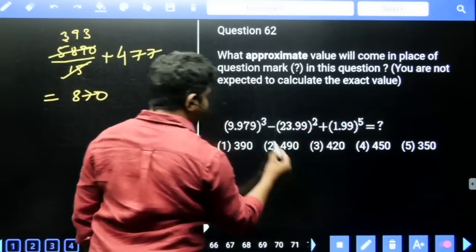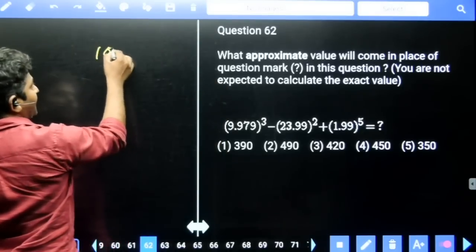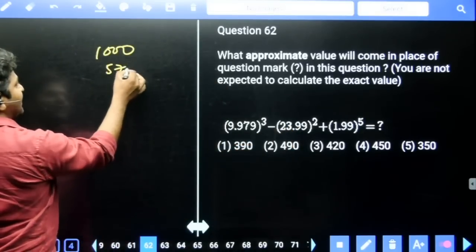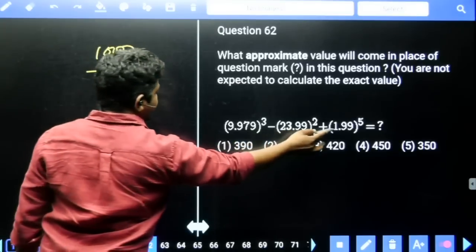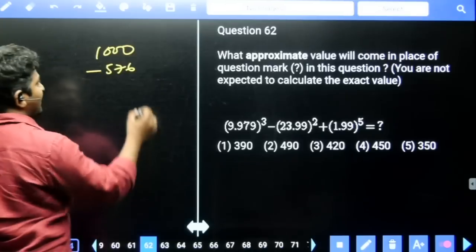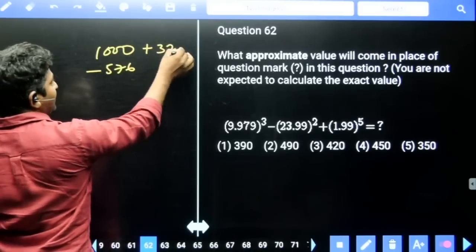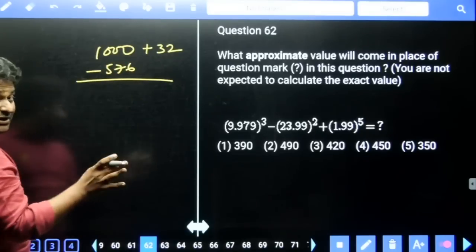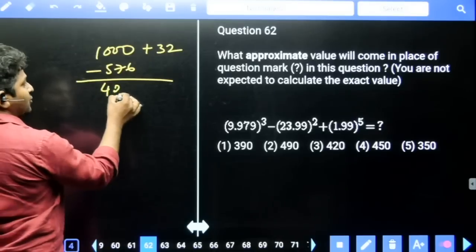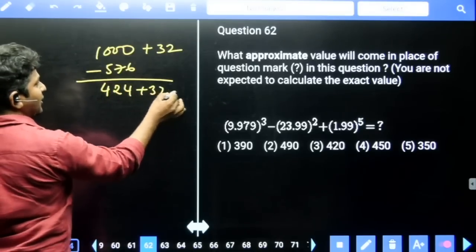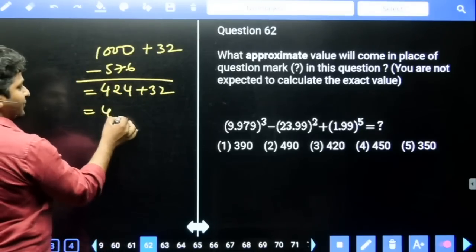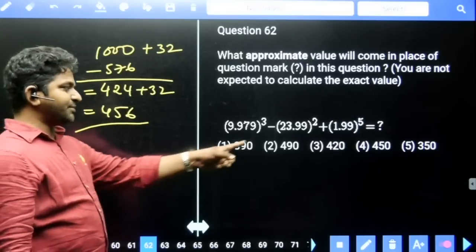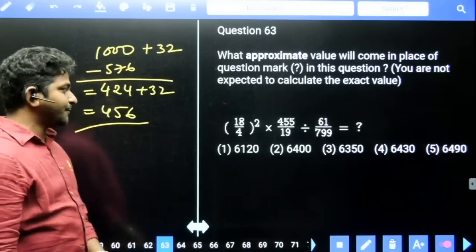10 cube we have. 10 cube in the sense 1000 minus 24 square, which is equal to 576, plus 2 to the power of 5, which you can write as 32. You can add 32 later, but now 1000 minus 576 is easy to calculate. Let's complete this. 424 plus 32, if you add both, that is equal to 456. 456 is our final answer. Approximate answer 450, fourth option.